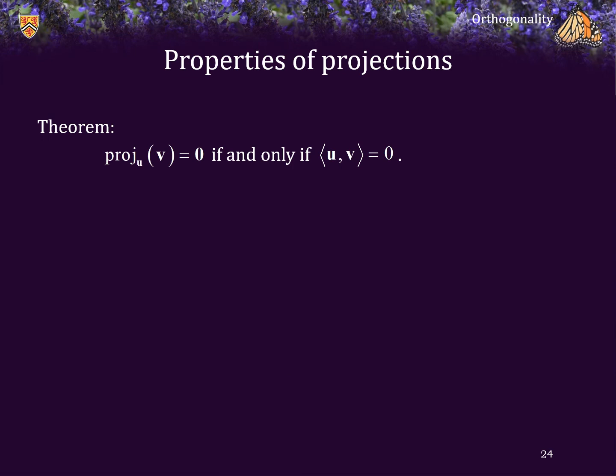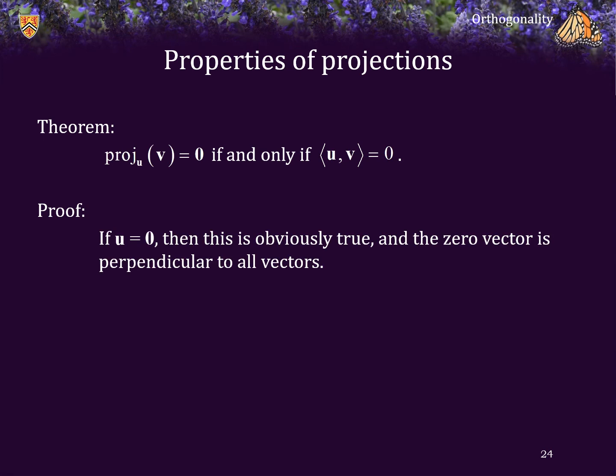Now, here's another theorem. The projection of v onto u is equal to the 0 vector if and only if u and v are orthogonal. That is, their inner product is equal to 0. Proof. Now, if u is equal to the 0 vector, then the projection of v onto u is the 0 vector, and every vector is perpendicular to the 0 vector, for the inner product of any vector and the 0 vector is 0. All right, that's the easy part.